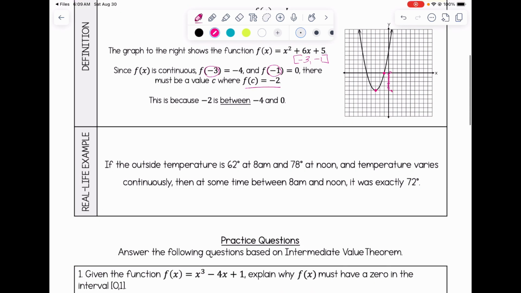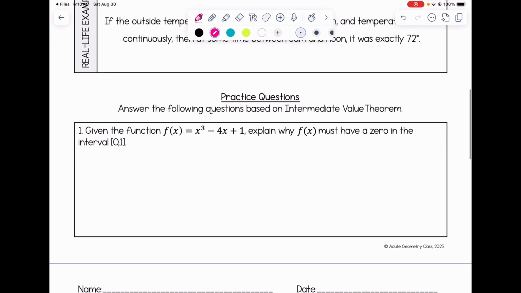Let's take a look at a real life example just to understand it with a different context. If the outside temperature is 62 degrees at 8 a.m., and it's 78 degrees at noon, and let's assume temperature varies continuously, then at some time between 8 a.m. and noon, it was exactly 72 degrees. So since 72 is between 62 and 78, again, that word between is very key here, we basically can say that the intermediate value theorem is verifying that at some point, 72-degree temperature outside must have occurred between 8 a.m. and noon.